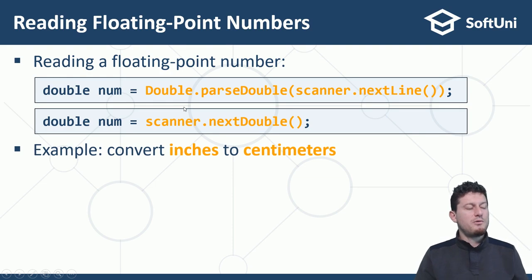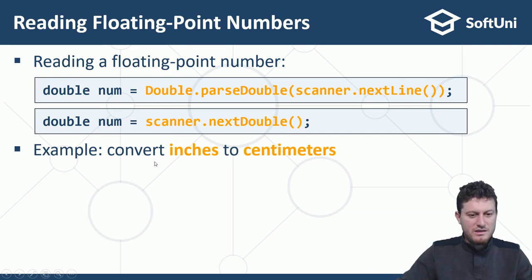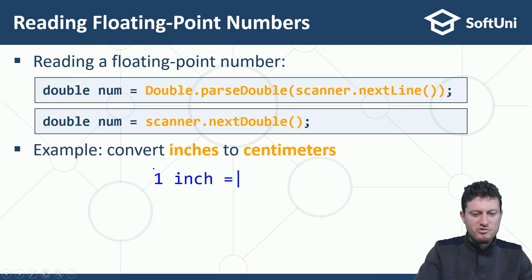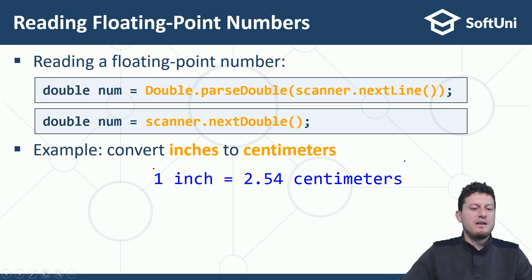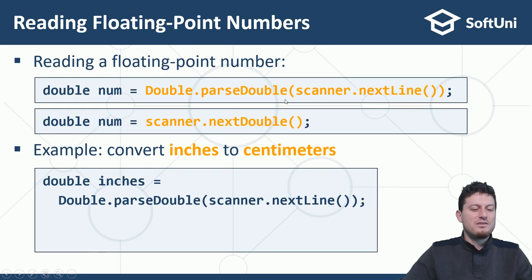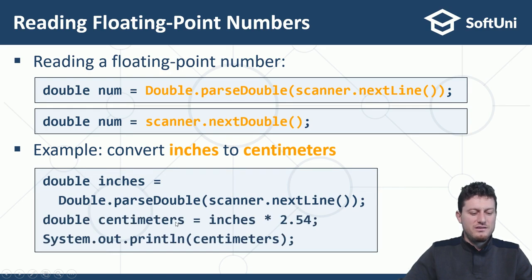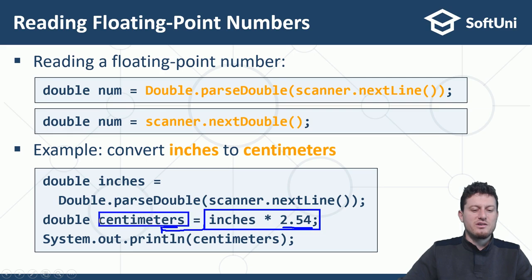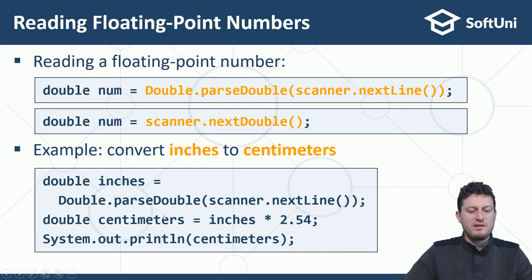This is an example. We want to create a program which converts from inches to centimeters. We know 1 inch is equal to 2.54 centimeters. This is by design. This is the way an inch works. So this is a way to read the inches from the console, and this is the formula to convert it, the statement which calculates inches multiplied by 2.54 and stores the result into a new variable, centimeters, and finally it prints this variable centimeters.